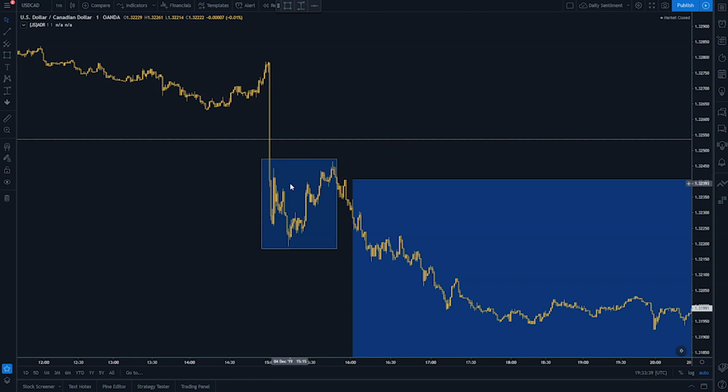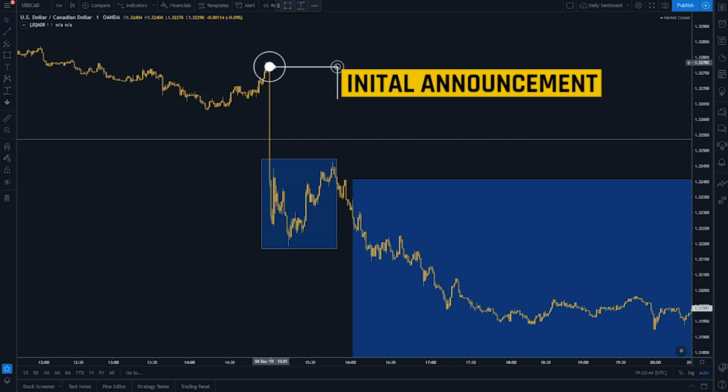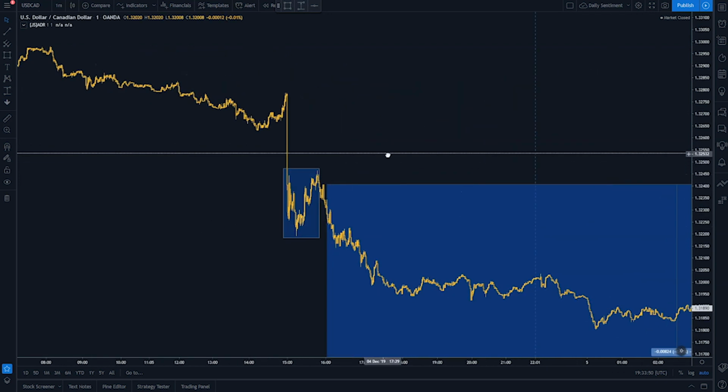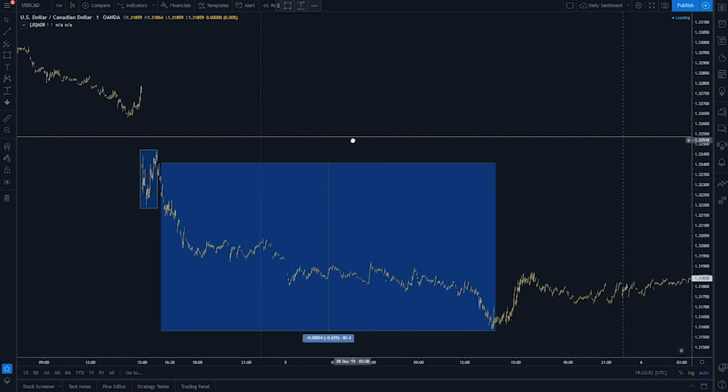So there was ample amount of time to get into this trade, and even if you jumped in right after the announcement, basically right after this first 1 minute candle, if we just zoom out, we can see that the pair continued to fall another total of 80 pips throughout that session as well as the next day.